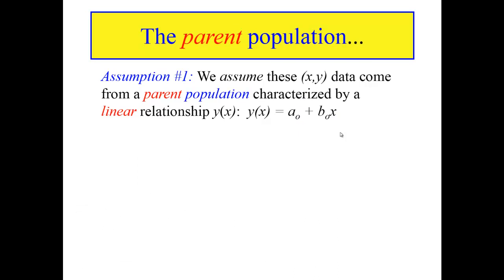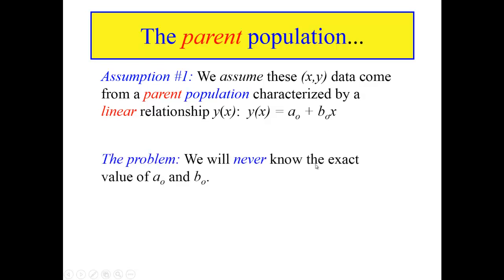So we first assume just that these data come from some parent population that has a linear relationship, where there are values of two parameters, a0 the intercept and b0 the slope, that relate y to x, in this case the plant height to the distance from the light source. The problem is that based on our sample, we'll never know the exact value of a0 and b0. We have a limited number of data points, and we also have uncertainties to deal with.